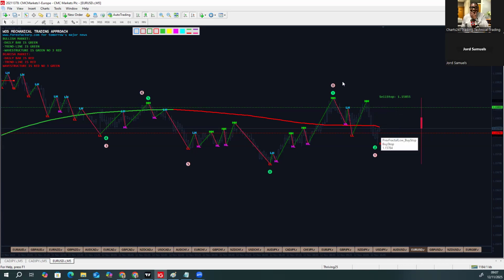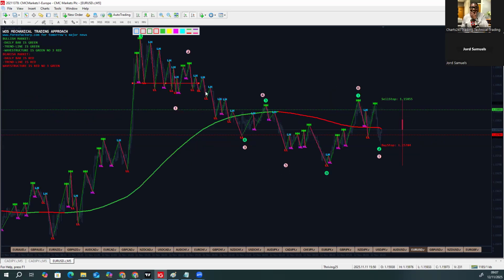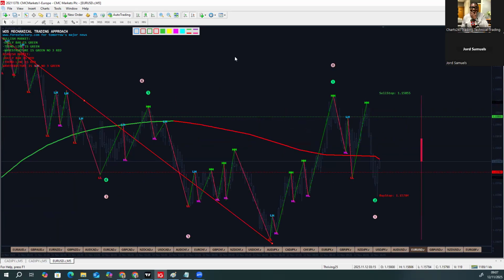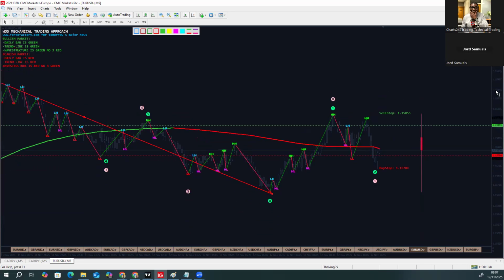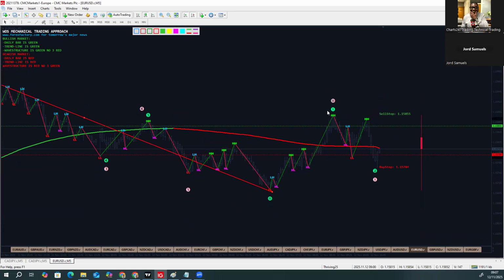So we have seen the pullback. You can see that was a nice move down. That's the beginning of the downtrend all the way down here. And what we saw here is a reversal, a simple reversal. Then we know a reversal does not mean the trend is changing. It just means there is a pullback or a discount, what we call the discounting mechanism.